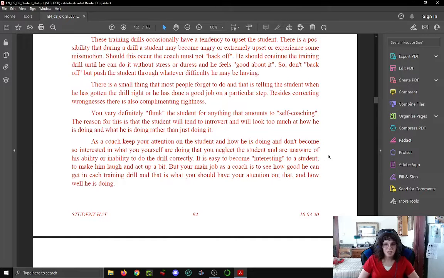As a coach, keep your attention on the student and how he's doing, and don't become so interested in what you yourself are doing that you neglect the student and are unaware of his ability or inability to do the drill correctly. It's easy to become interesting to a student, to make him laugh and act up a bit. But your main job as a coach is to see how good he can get in each training drill, and that is what you should have your attention on. That and how well he's doing.